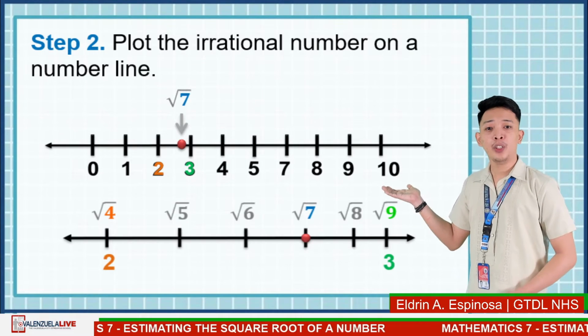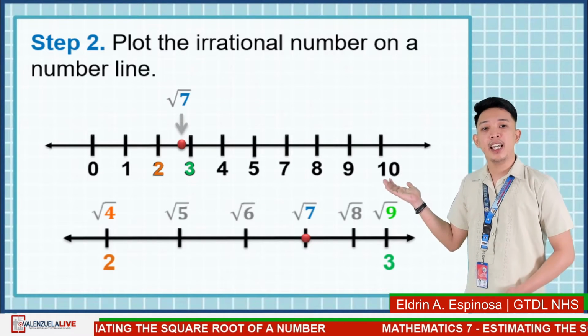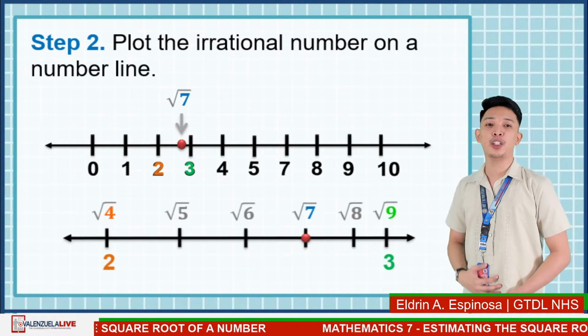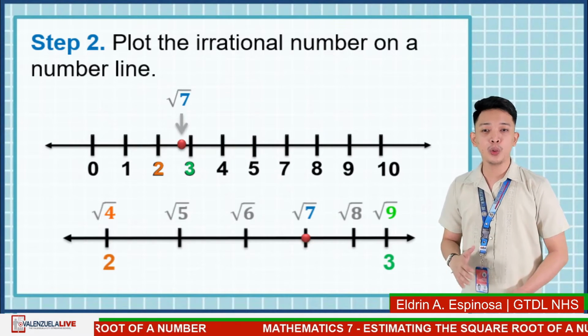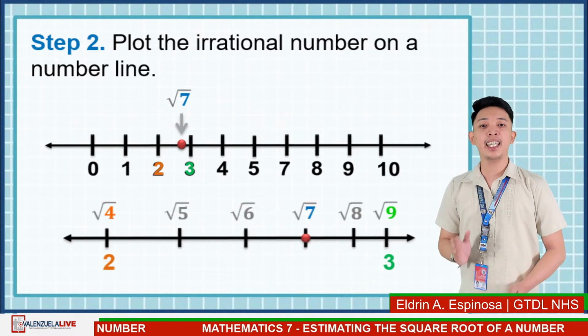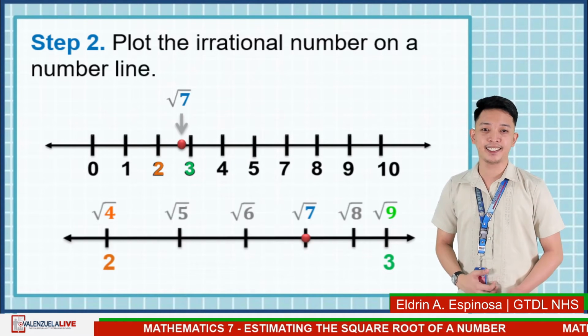Unlike with rational numbers, say 0 to 1 is 1 unit. 1 to 2 is 1 unit. They have equal distances.